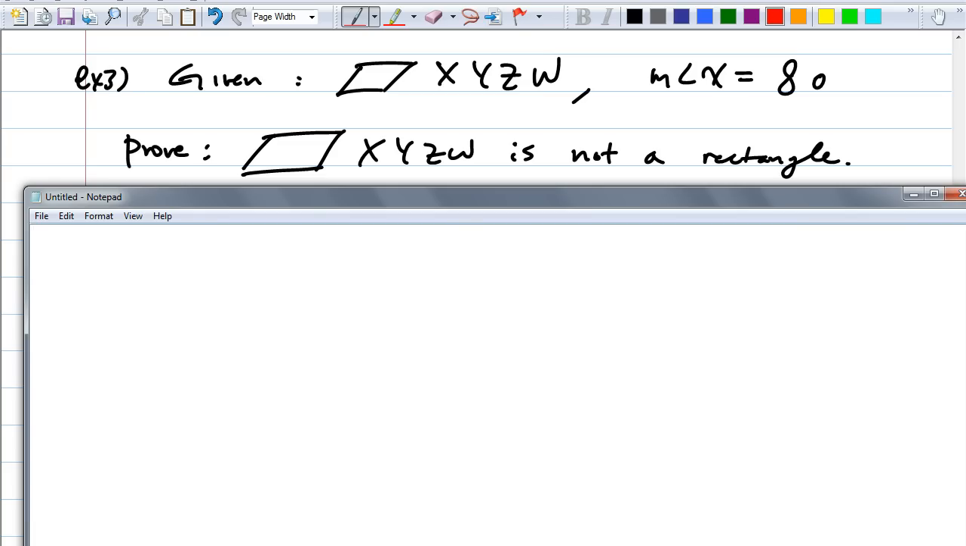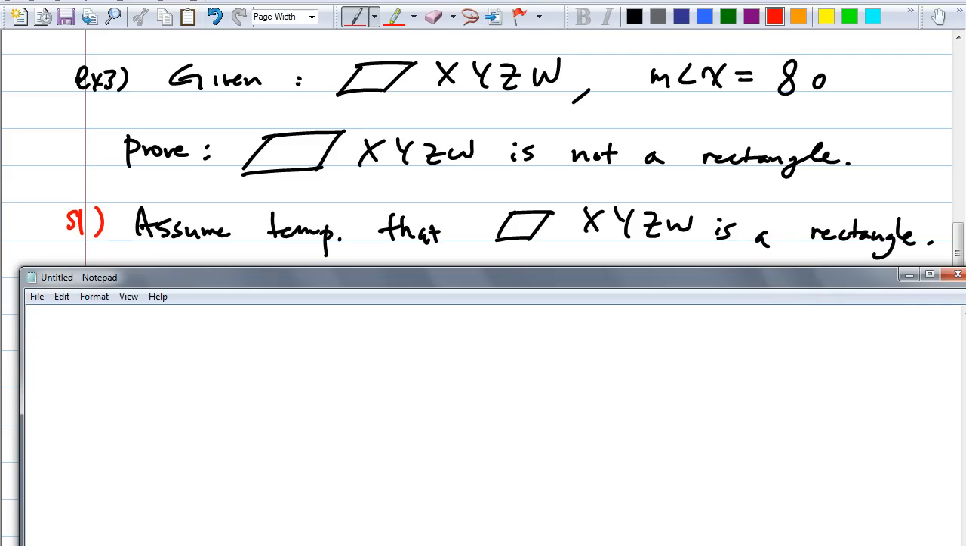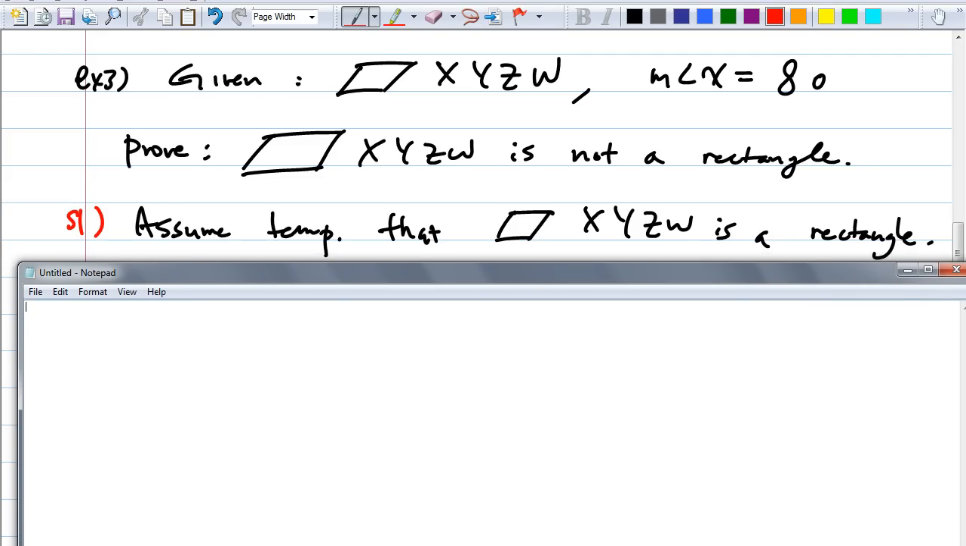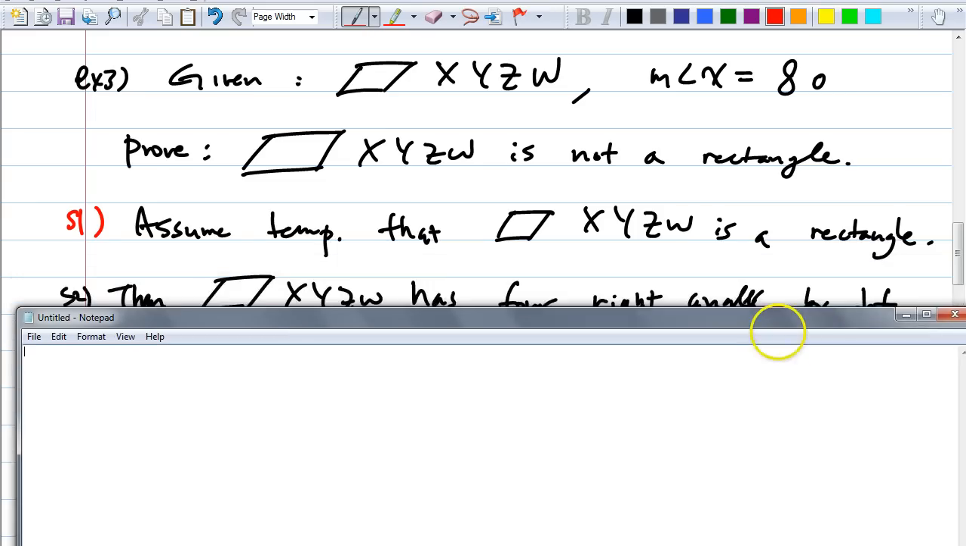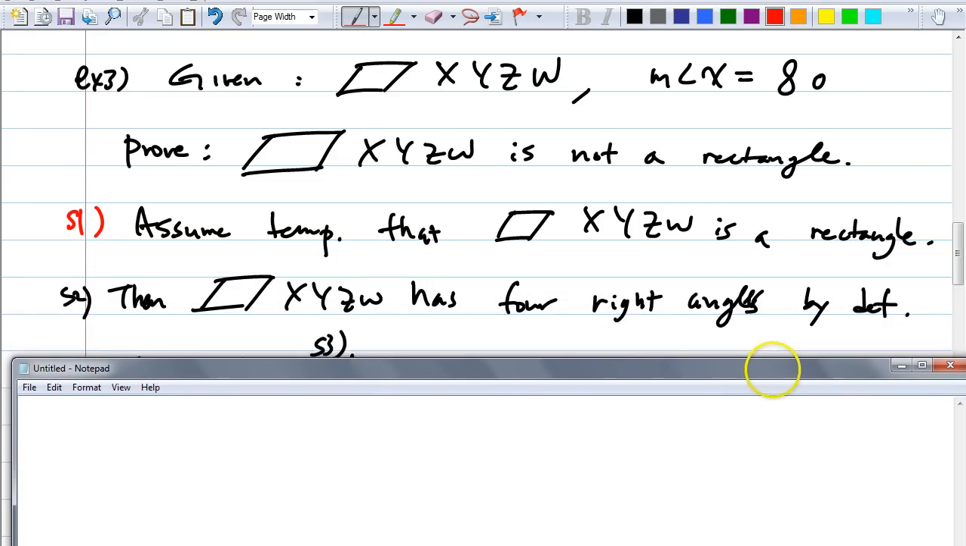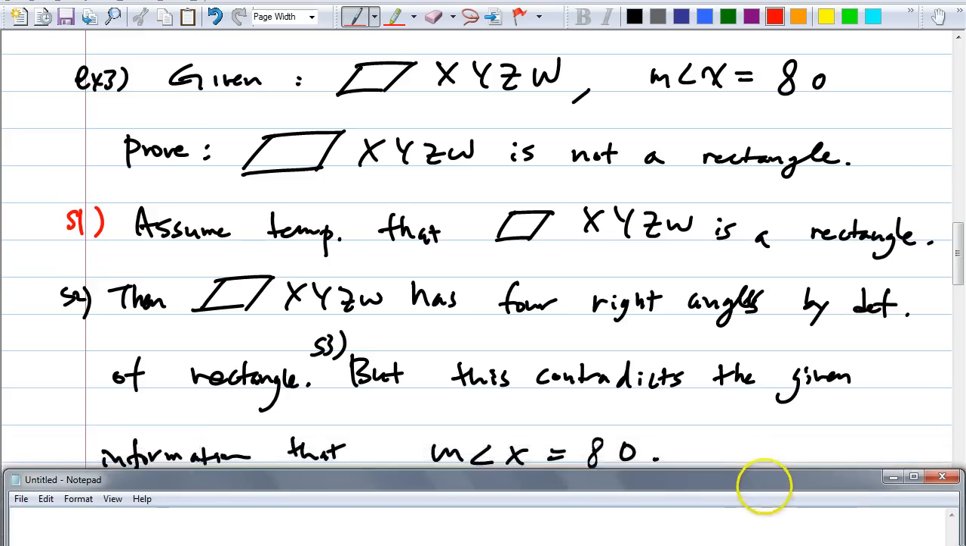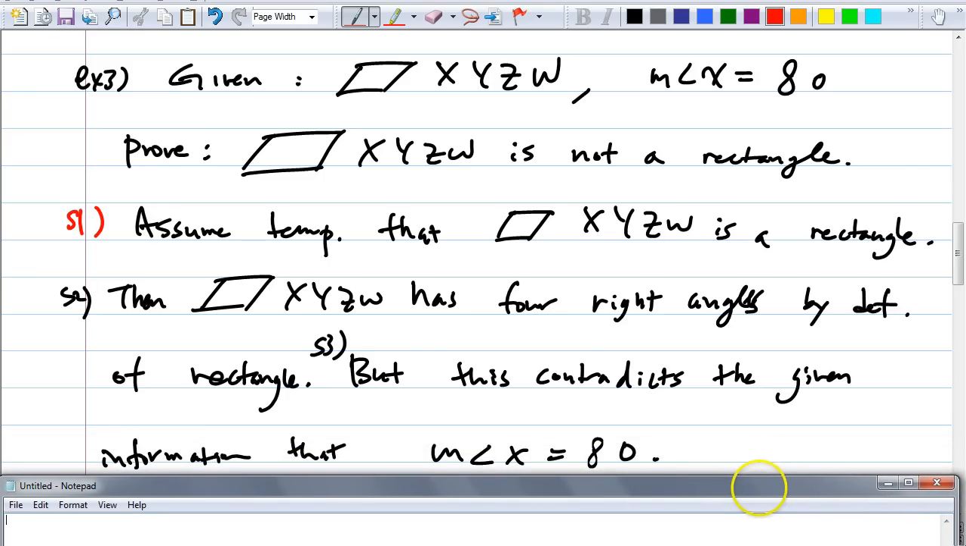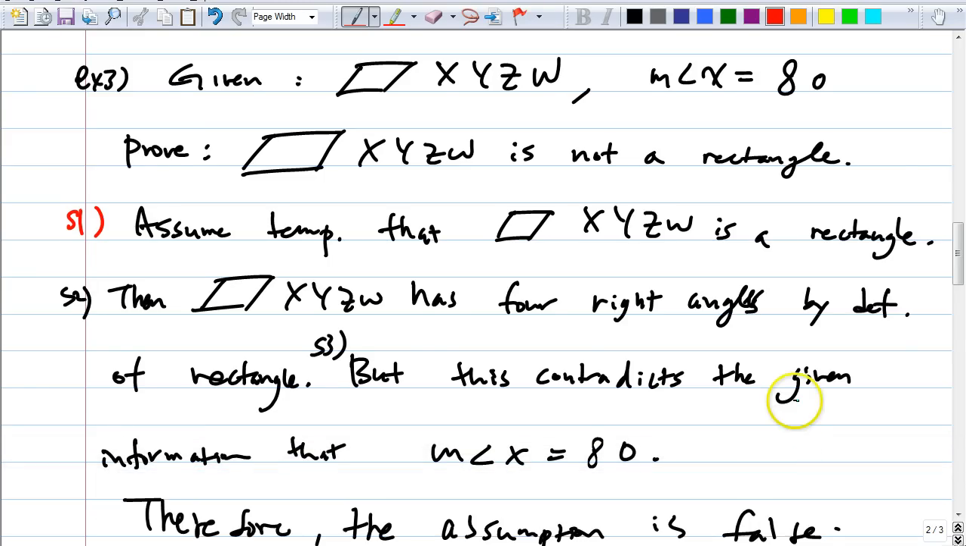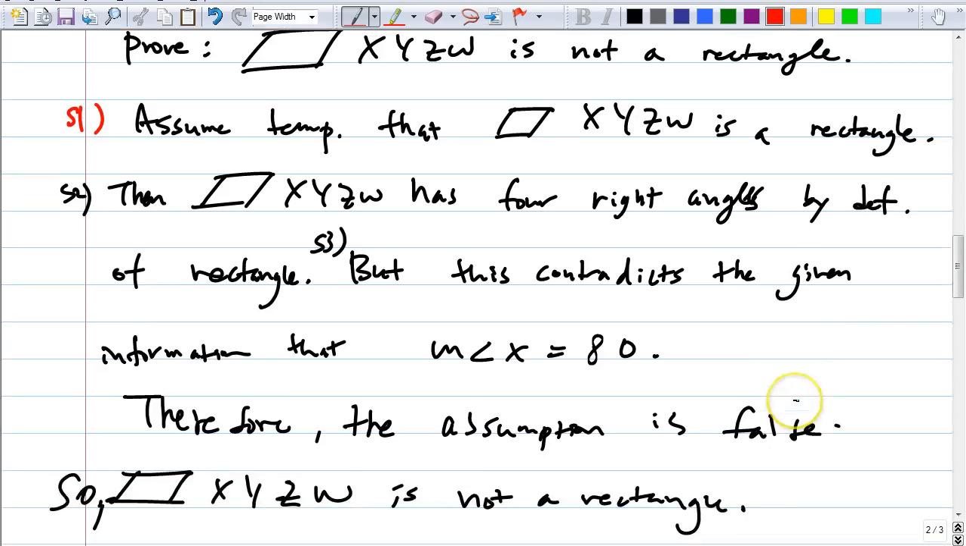Good. Yeah, exactly. That's what you're going to start with, right? Did you say, assume temporarily that XYZW is a rectangle? Okay, then what can you say? If it's a rectangle, you know all the angles are 90. But that contradicts the given information that the measure of angle X is 80. That's the given. So therefore the assumption is false, and so this is not a rectangle. Any questions? Do you guys understand? Okay, good. Go ahead, take your time.